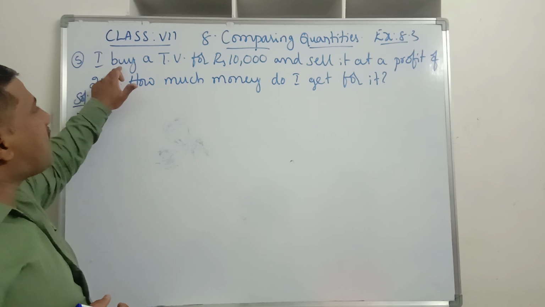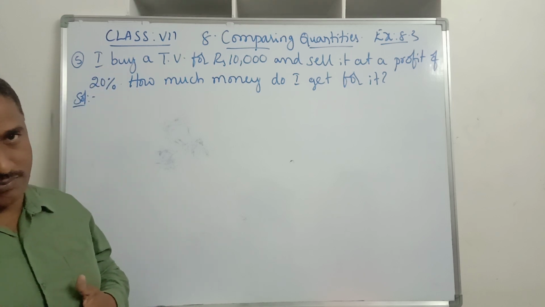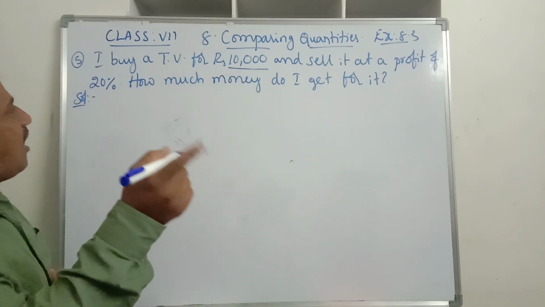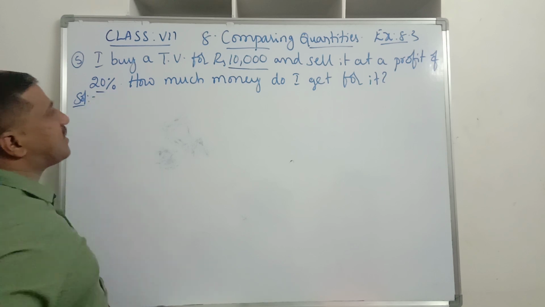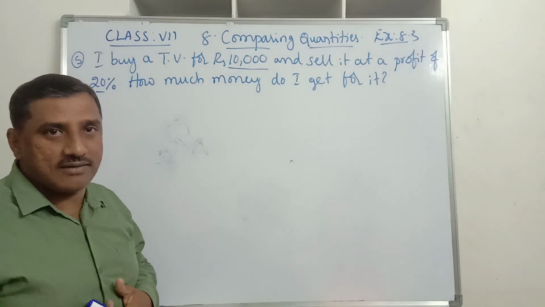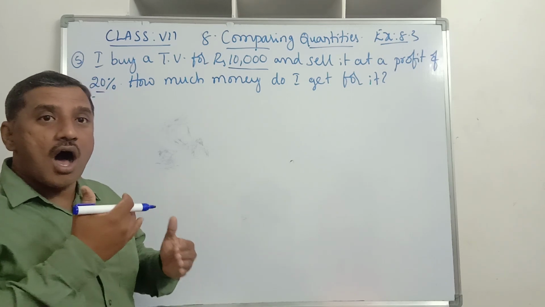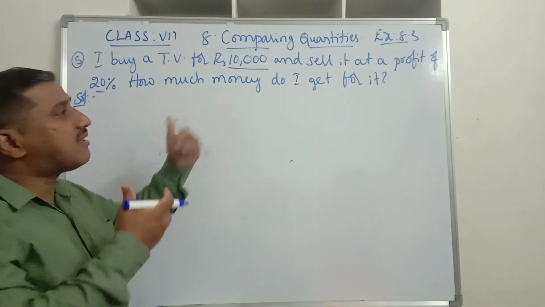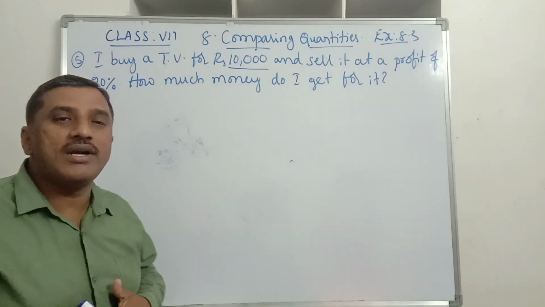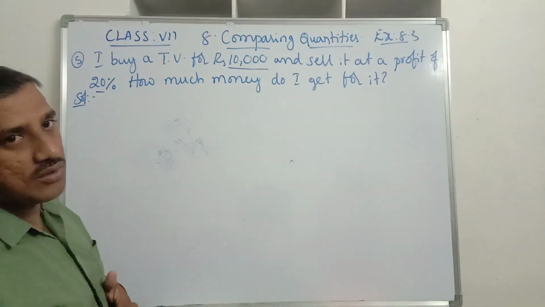And I buy means it is buying price. What we call the buying price? It is cost price. So cost price of a TV is given 10,000 rupees and profit percentage is given 20%. How much money do I get for it? What does it mean? It means that indirectly what is the selling price of that TV? How much I should sell it to get a gain of 20%. So what we have to find here, it is the selling price we have to find.